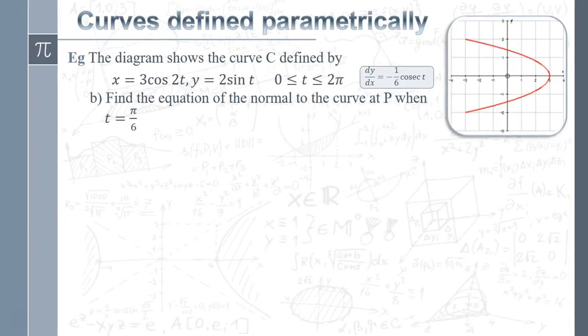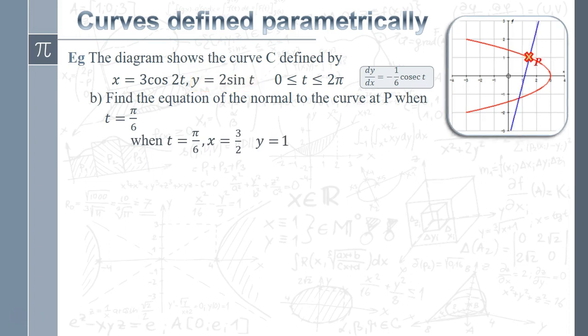Find the equation of the normal to the curve at P when t is pi over 6. So first things first, let's figure out where P is. When t is pi over 6, going into our definition for x, that gives us 3 over 2. And y, let's just stick pi over 6 into that one, and you end up with y equals 1. So we've got our point P, which is at (3/2, 1), and the blue line that's appeared there on the graph, that's the equation of the normal that we're after.